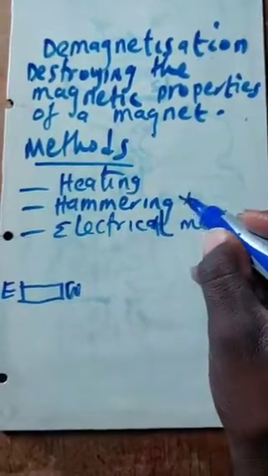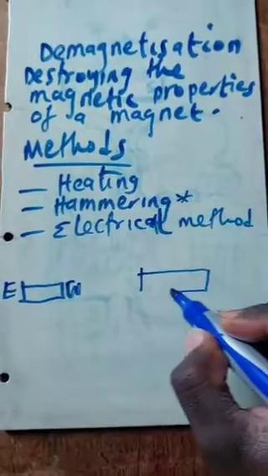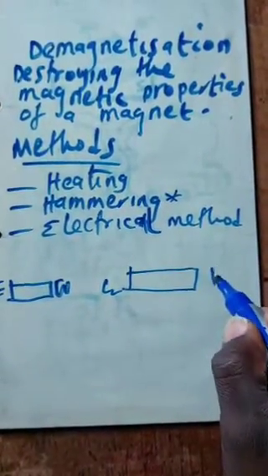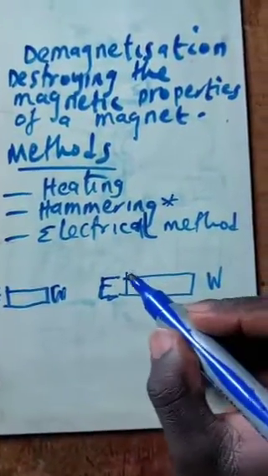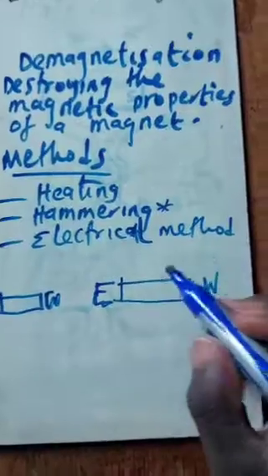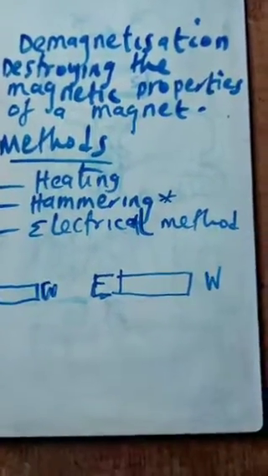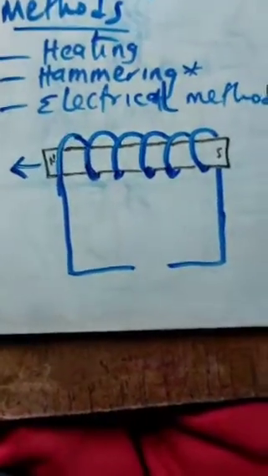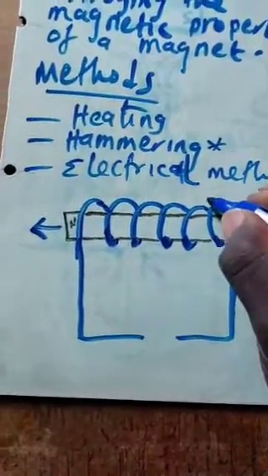The second one, the hammering method. You place your magnet in the east-west direction, vigorously hammer it for a while. Just hammer, hammer, hammer. After some time, you find that it has become demagnetized. It's no longer a magnet. So heating, hammering. The electrical method of demagnetization will also make a solenoid again.